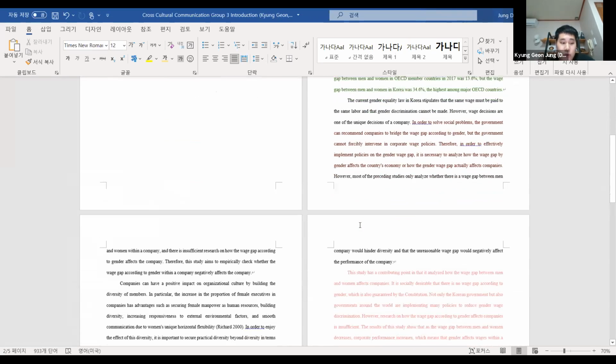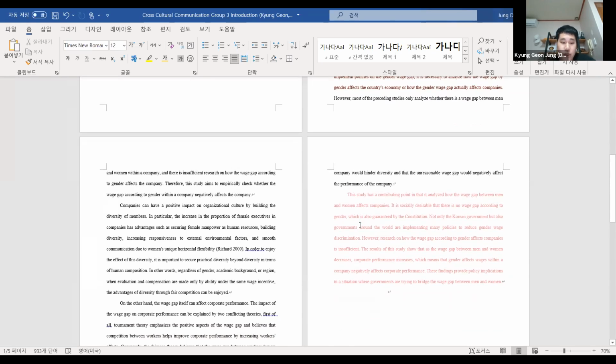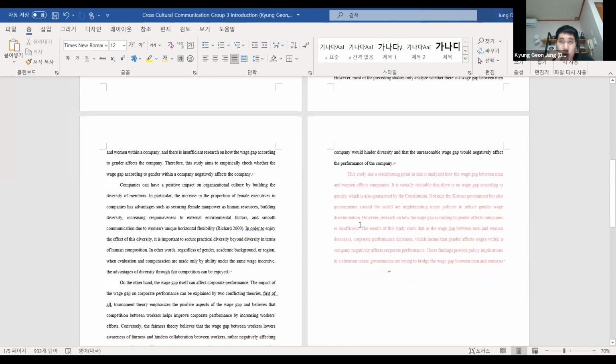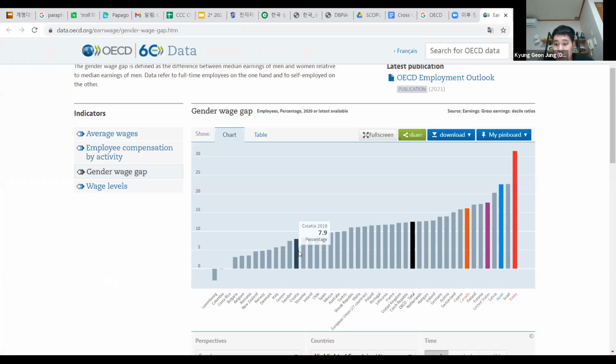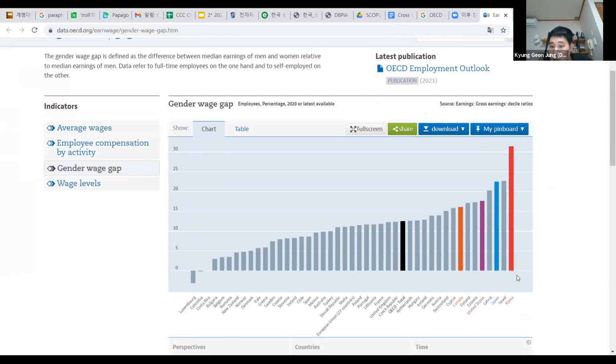OECD. And according to OECD statistics, the average wage gap between men and women in OECD member countries in 2017 was 13.6%. But the wage gap between men and women in Korea was already 34.6%, the highest among major OECD countries. So we decided to take this topic as our paper and to just show you more. As you can see from this slide, this is OECD, and as you can see, Korea has the highest gender wage gap.